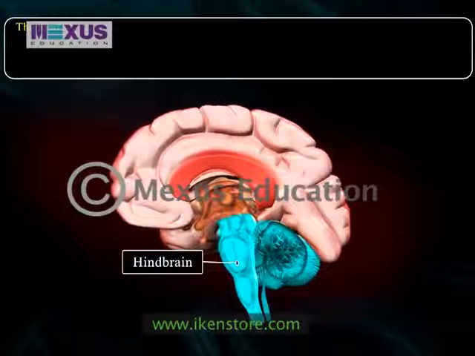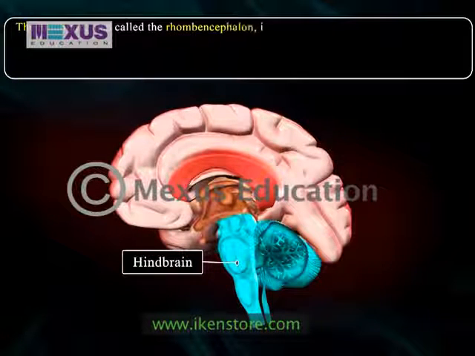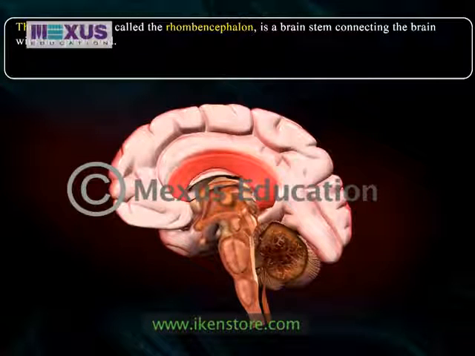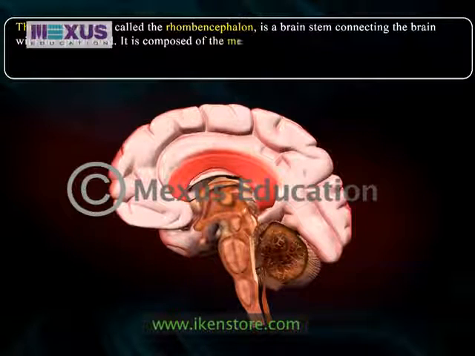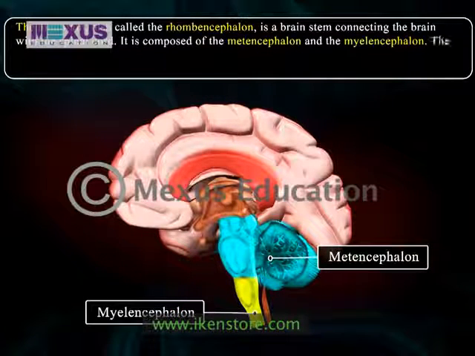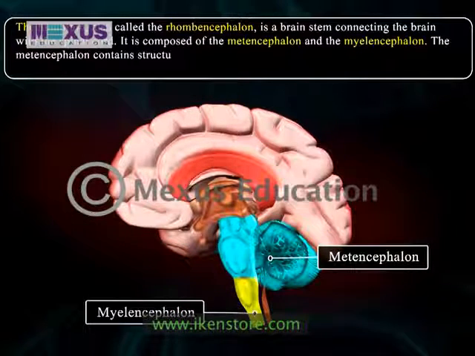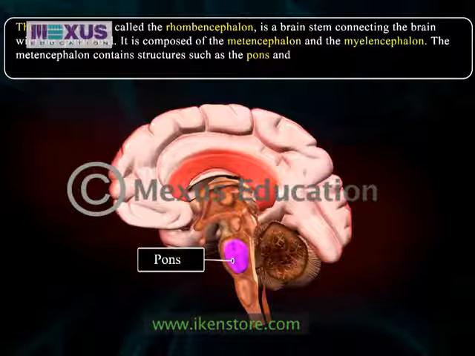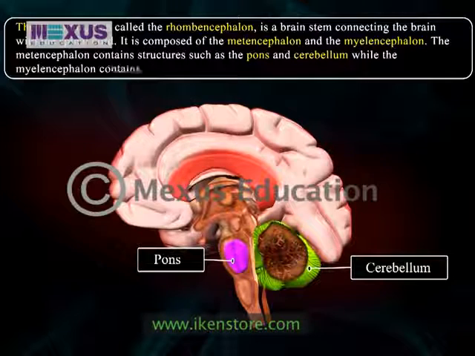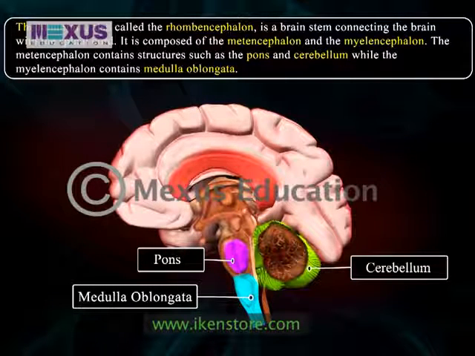The hindbrain, also called the rhombencephalon, is a brainstem connecting the brain with the spinal cord. It is composed of the metencephalon and the myelencephalon. The metencephalon contains structures such as the pons and cerebellum, while the myelencephalon contains the medulla oblongata.